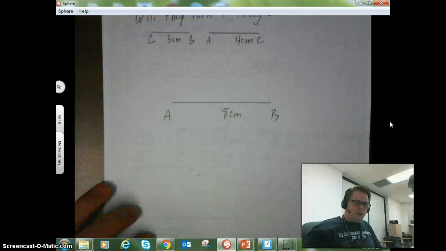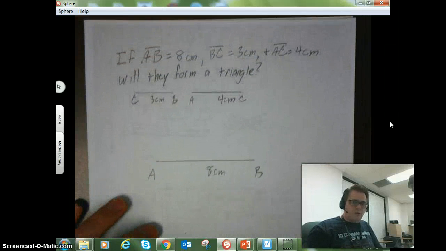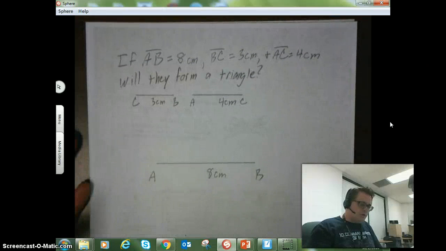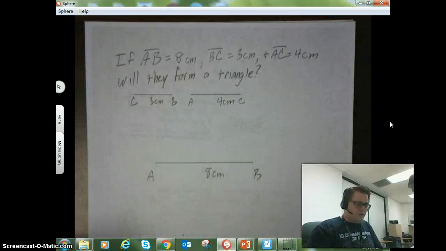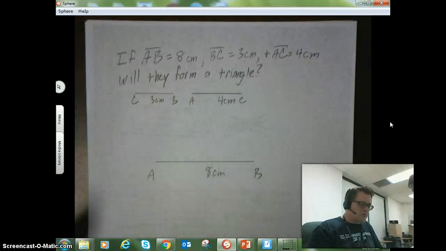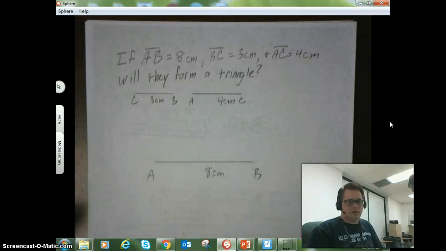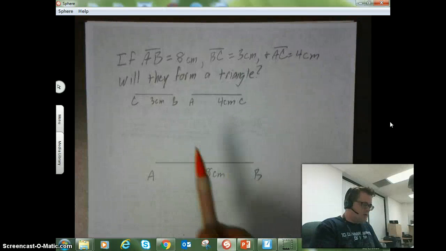The next thing we look at in the triangle inequality theorem is, now that we know there's a range of numbers that the third side could be, how do we determine whether three numbers themselves can create a triangle? So here's a common thing.